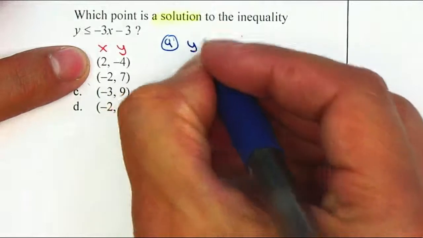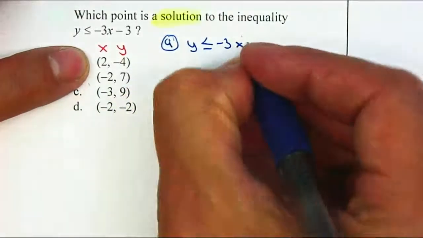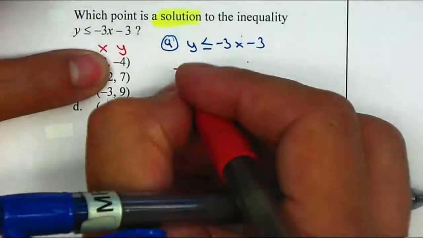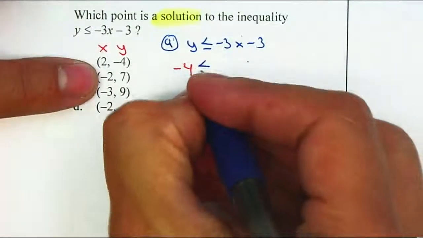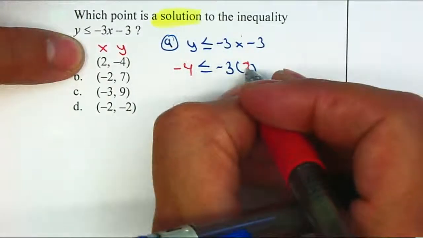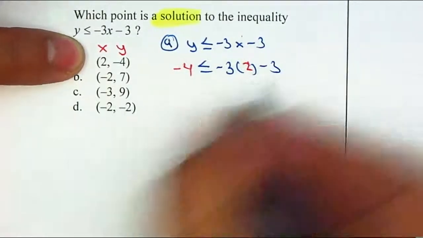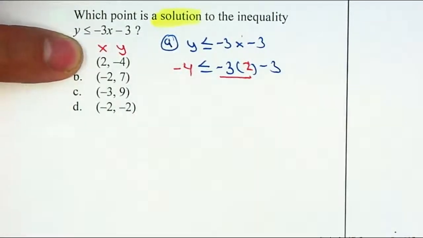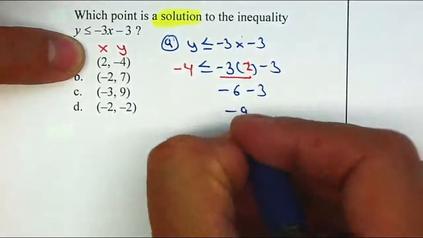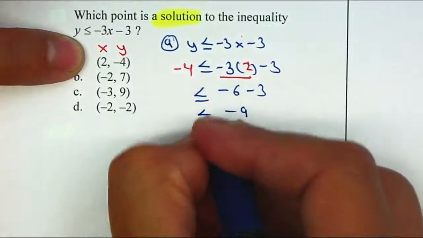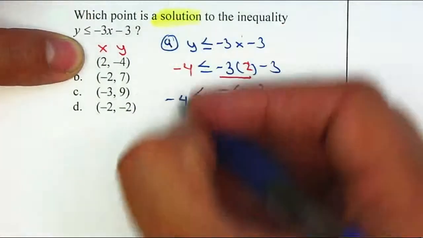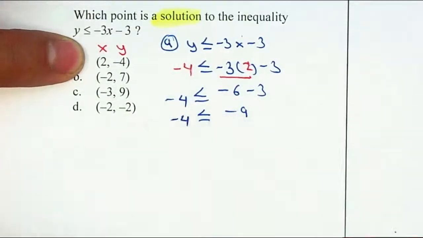We have y is less than or equal to negative 3x minus 3. Instead of the y, we're going to replace it with a negative 4. Instead of the x, we're going to replace it with a 2. And now, we just simplify the right hand side. That gives me negative 6 minus 3, which is negative 9. Remember, you're not solving, you're just simplifying the right hand side and the left hand side, and seeing if that's a true statement.